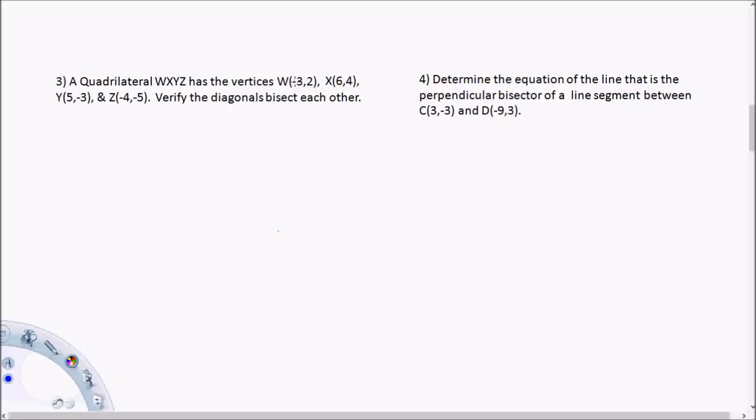So we see that W is located at -3, 2, which is in the second quadrant. X is located in the first quadrant. Y is located in the fourth quadrant, and Z is located in the third quadrant. Therefore, line segment WY would be one diagonal, and the other diagonal would be XZ. So those are our diagonals. We want to find the midpoints of these diagonals. So let's first start by writing out the formulas for finding the midpoint.